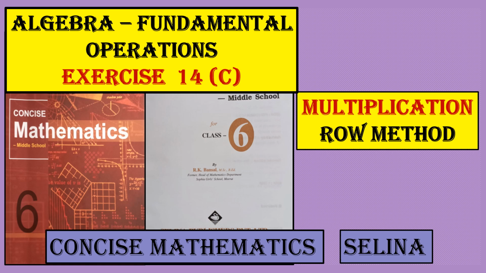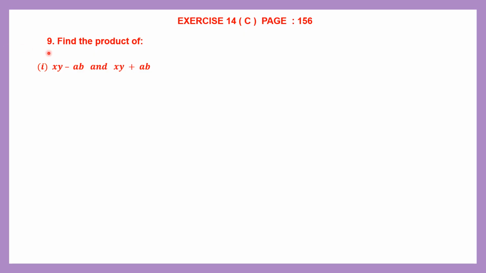Hello students, let's do algebra fundamental operations exercise 14c multiplication by the row method. Question 9, find the product of. So here the first one is a binomial into a binomial. Find the product means multiply. So let's multiply these two binomials.